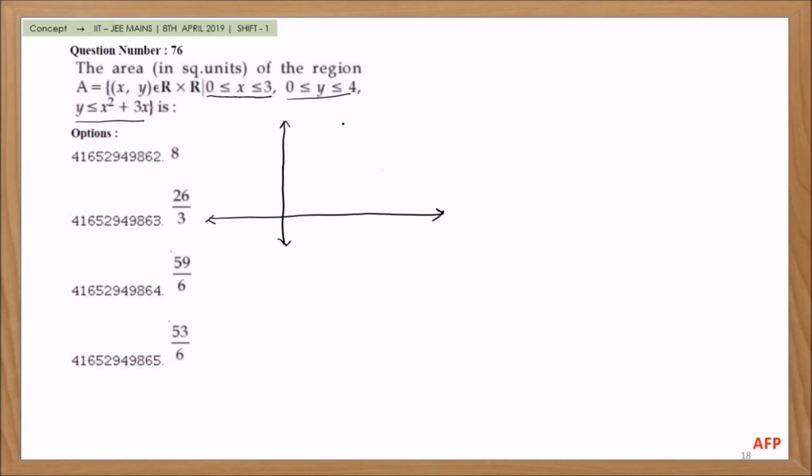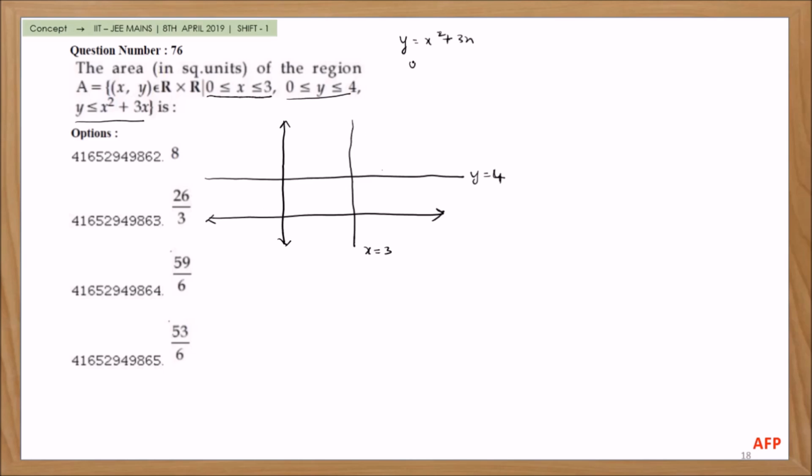Now x means it is parallel to the y axis, here it is x equals 3. And y means parallel to the x axis. So this is what we are having. Next, a parabola we are having: y equals x square plus 3x. It is a parabola opening towards the upper side, and since the constant is not there, it will pass through the origin.